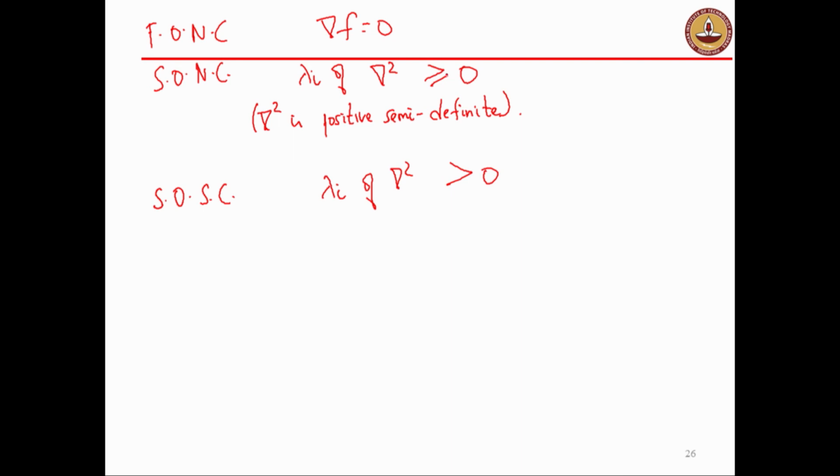The sufficiency condition is that all the eigenvalues of the Hessian are strictly greater than 0. Greater than or equal to 0 means some of the eigenvalues could be equal to 0, but if the eigenvalues are strictly greater than 0, then the matrix is called positive definite. If the eigenvalues of the Hessian matrix are strictly greater than 0, then it is a sufficiency condition. You know that you are at a local minimum.